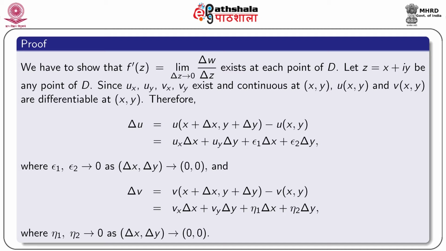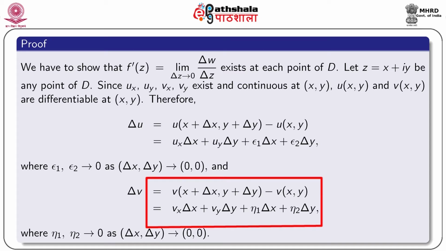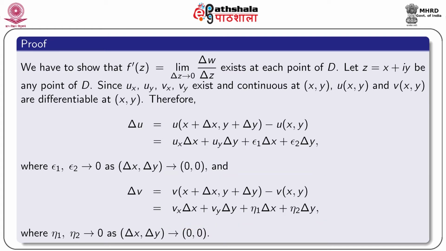and also del v equal to v(x plus del x, y plus del y) minus v(x,y), that is equal to v_x del x plus v_y del y plus eta 1 into del x plus eta 2 into del y, where eta 1 and eta 2 both tend to 0 as the point (del x, del y) tends to the point (0,0).